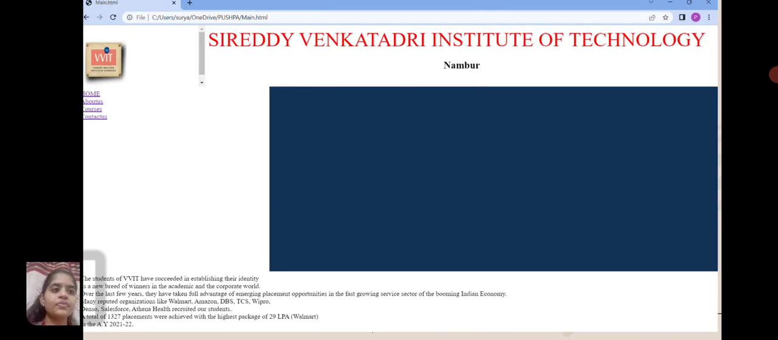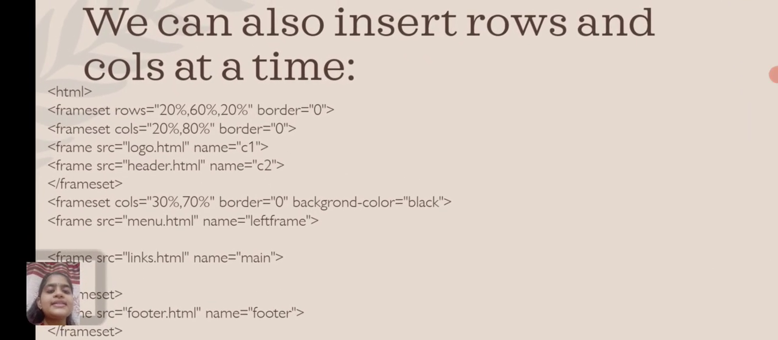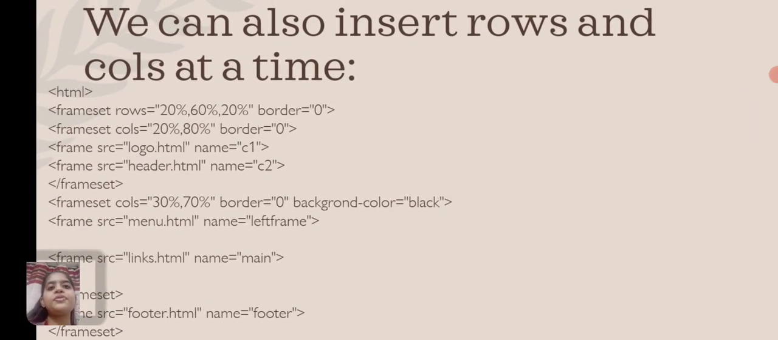In the first part, the first row is 20%. This row I want to divide into two parts. So I give frameset columns equal to 20% and 80%. It means the left side will have the space of 20% and the right side will have the space of 80%. On the left side I want to give the content of logo.html. And on the right side I want to give the content of header.